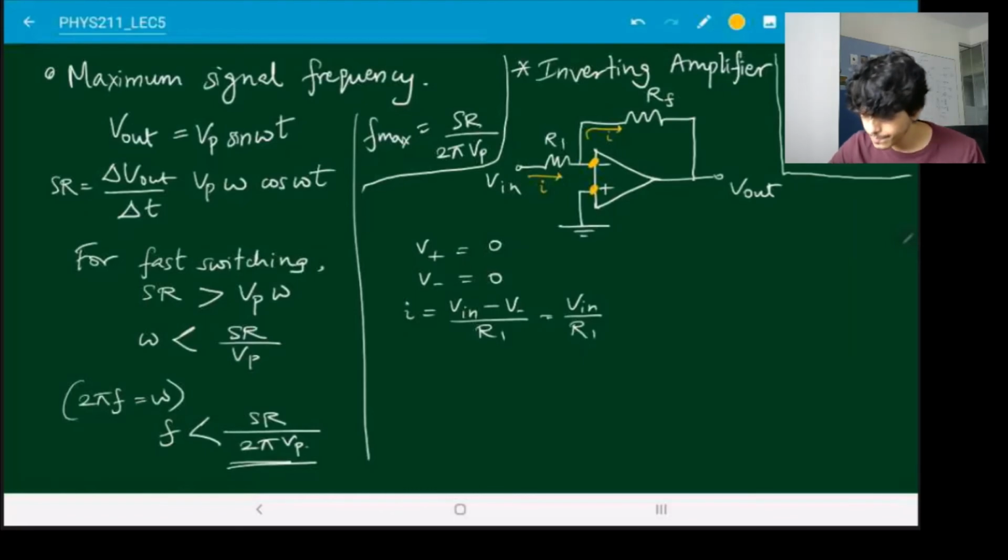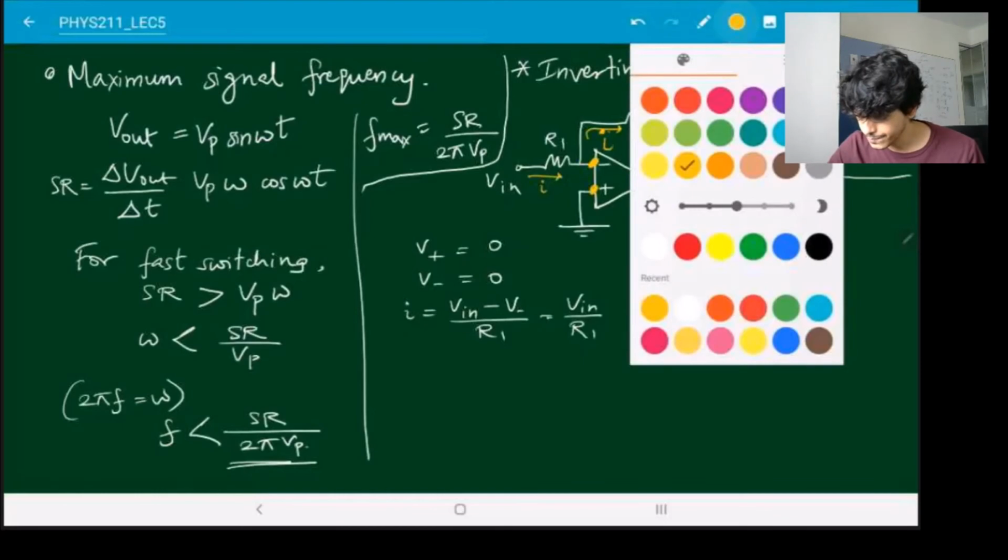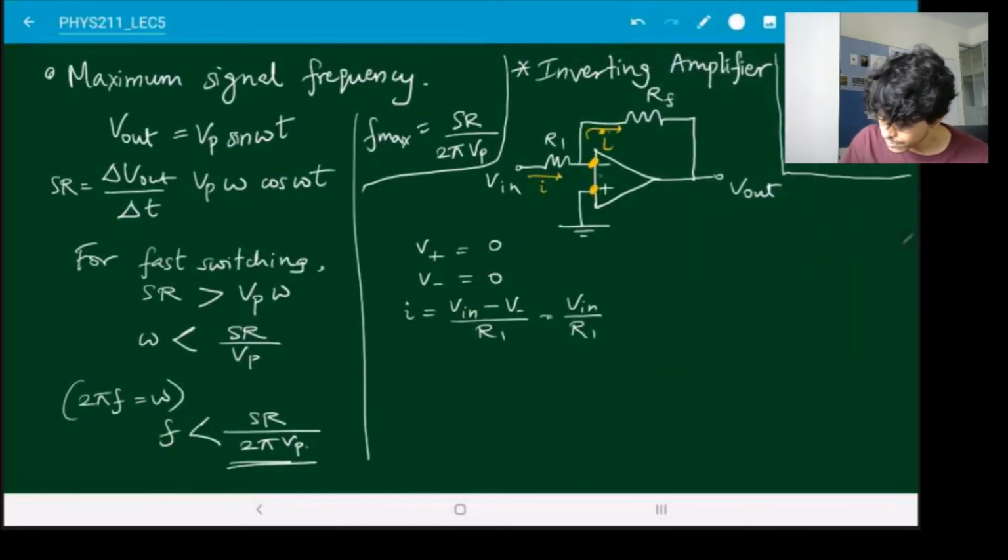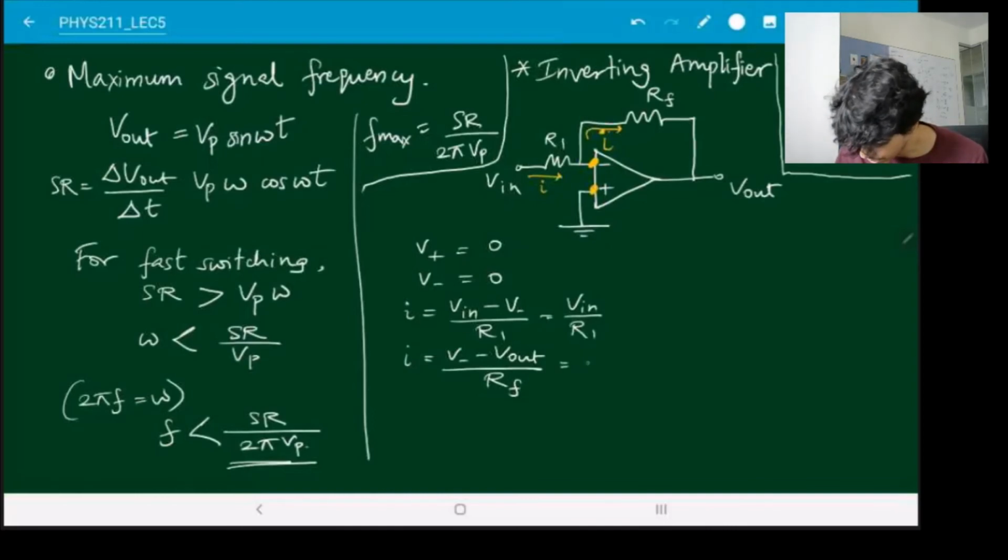Right? Let me write it a little bigger maybe, if that helps. So all the current has gone through the resistance RF. So now, for this part of the circuit, I can write I is V minus V out over RF, but V minus is 0, so this is just minus V out over RF.